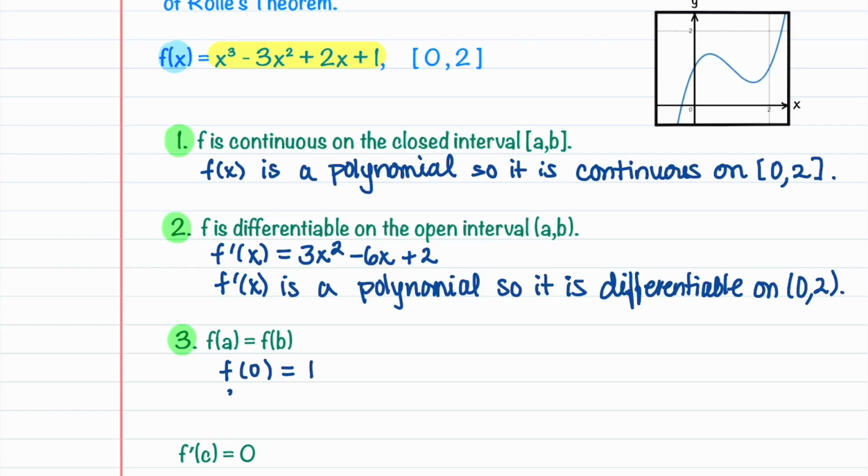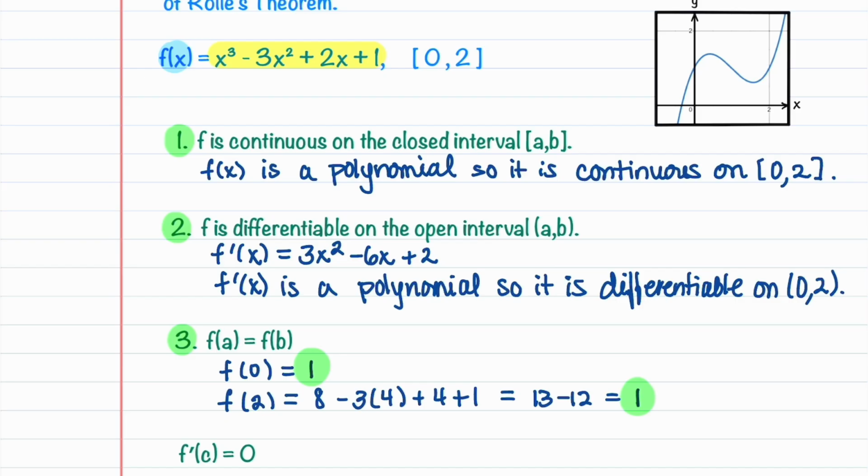Now we're going to do the same thing for x is equal to 2. This is going to be 2 cubed, which is 8, minus 3 times 2 squared, which is 4, plus 4 plus 1. Let's see. This is 13 minus 12, and it is equal to 1. So that hypothesis holds because the function has the same value at each endpoint.